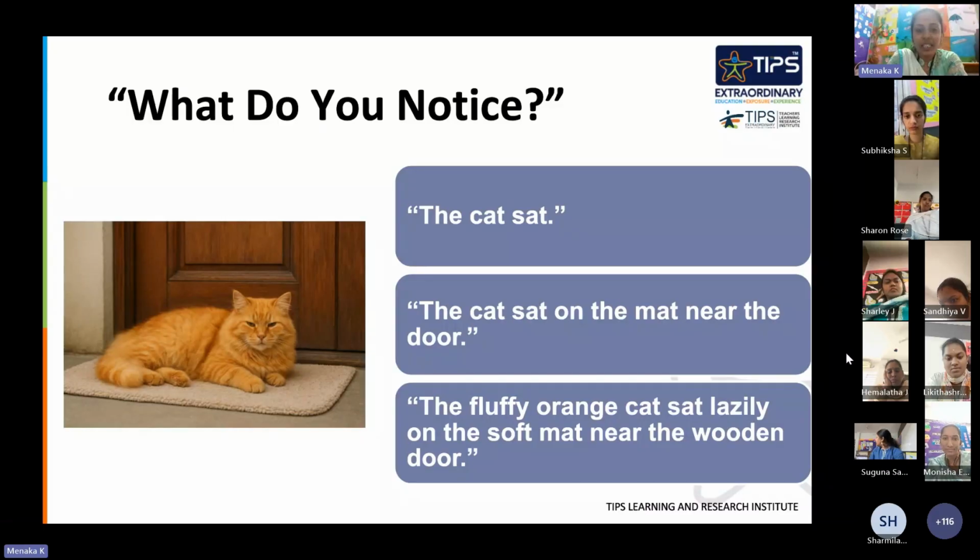They can say that the sentence "the cat sat" is very simple. If they come across the third sentence, many adjectives have been used which describe the picture very well. Without even looking at the picture, when they read the sentence, they are able to imagine the particular cat, which is orange in color, sitting lazily near the door on a soft mat. So this is how the success criteria should be.